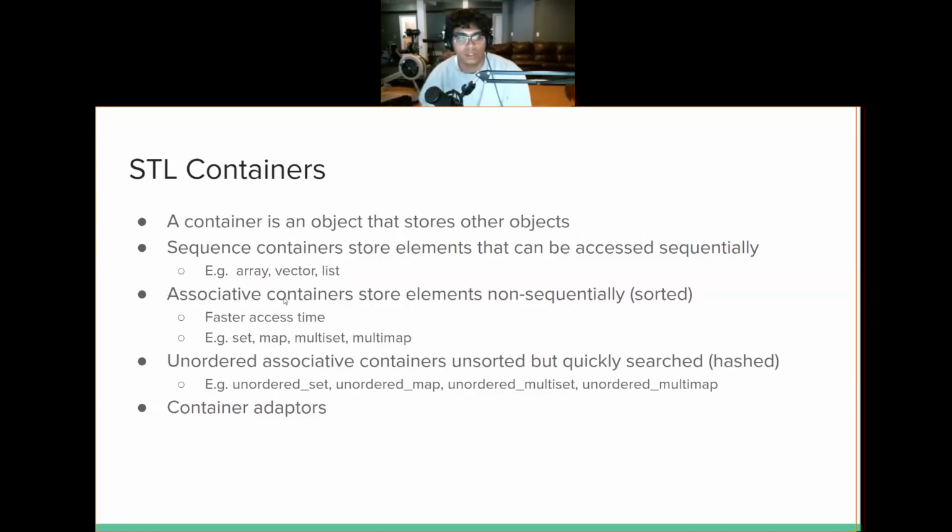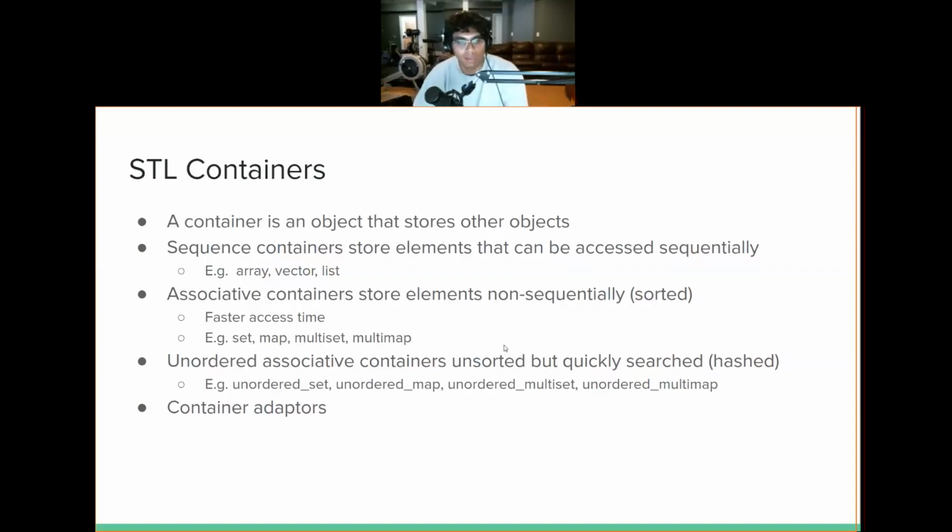And then there's also associative containers. So associative containers store elements non-sequentially. So instead, it actually automatically sorts the containers every time a new element is added. And a benefit of this is the access time for objects are much faster. And examples of these are sets, maps, multisets, and multimaps. And we'll go over these later.